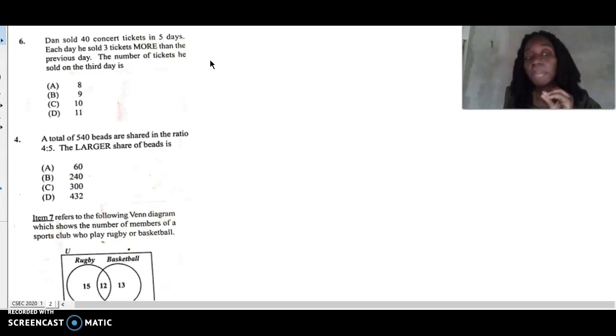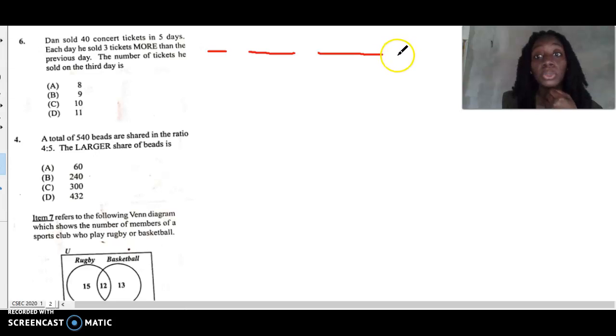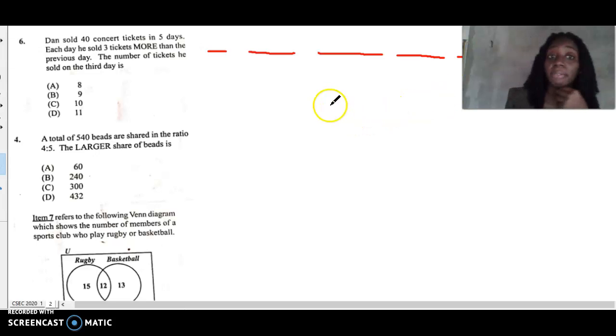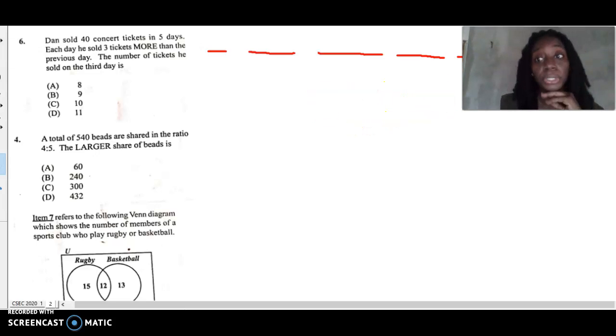So what we have picked out from the question is that we have a total over a period of 5 days. He sold 40 tickets. So we don't know how much he sold on day 1. We don't know how much he sold on day 2. We don't know how much he sold on day 3. We don't know how much he sold on day 4 or day 5. Now that is our duty.